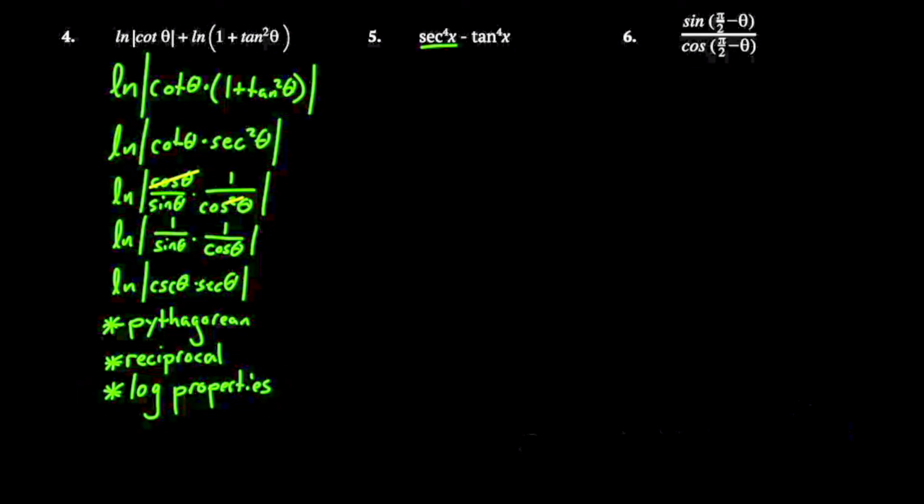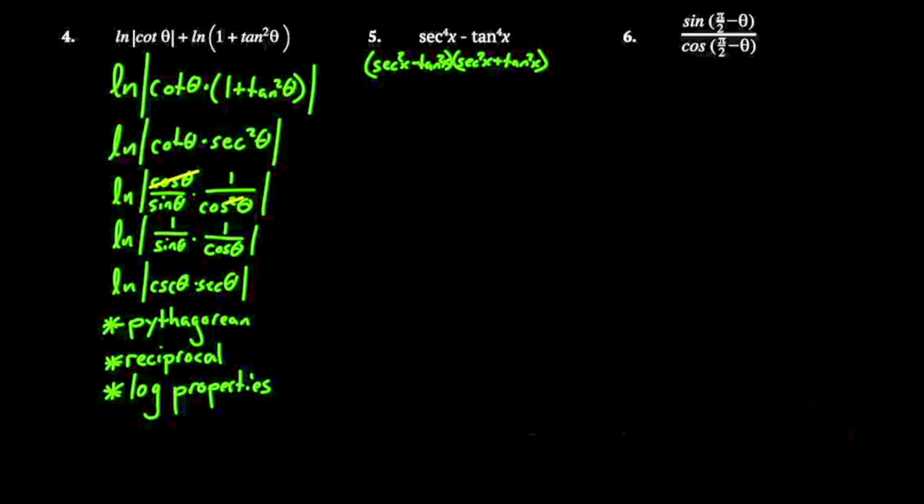In number 5, we have secant to the 4th and tangent to the 4th. And that's a little weird because the Pythagorean identities only have things raised to the 2nd power. So the first thing I'm going to do is actually factor this, because even though these are the 4th powers, they're both also technically perfect squares. So if you think of this as secant squared of x minus tangent squared of x, and then secant squared plus tangent squared, this factors as a difference of squares.